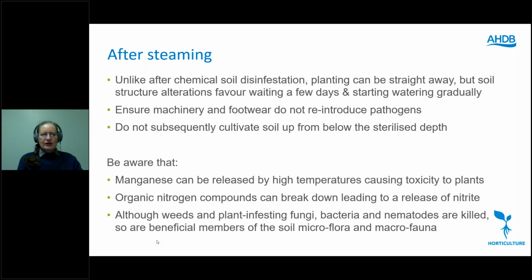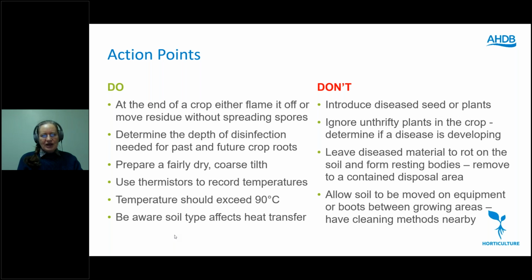So some action points: at the end of a crop, either flame it off or remove the residue without scattering the spores everywhere. Make sure you know what depth of disinfection you need, based on your past rooting and where the spores have been produced on the plant. For example, if it's verticillium, they'll have been produced on the roots. Also consider how far your future crop roots are going to go down into the sterilised soil. Make sure it has a fairly dry, coarse tilth.